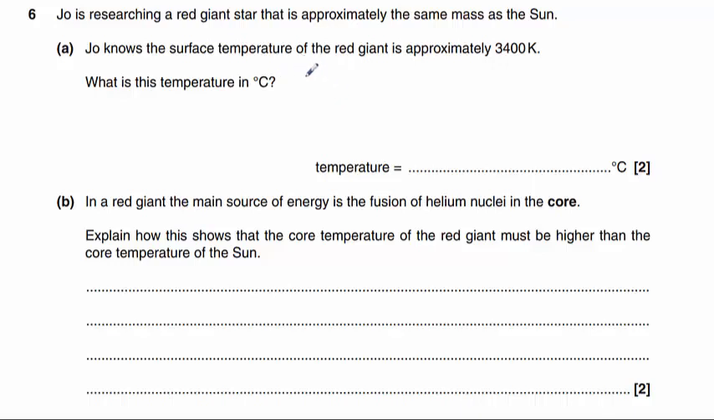Well, to convert from Kelvin to degrees C, you need to subtract 273 from the Kelvin temperature to get the temperature in degrees C. So this would be 3,400, take away 273, gives us 3,127 degrees C.